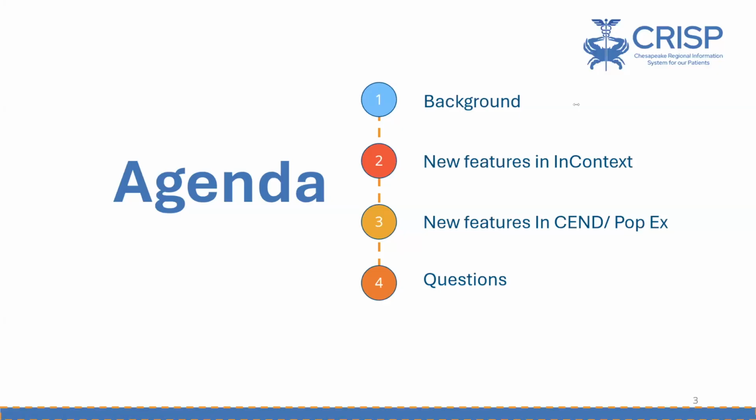Okay, so here's the outline of our session. First, we will start with a brief reminder of what these tools are and why they are used. Next, we will cover the new features added over the past year to InContext, then do the same with CEND and Population Explorer. We will then open it up to questions. If you think of any as I move through the content, please feel free to add them to the Q&A feature.